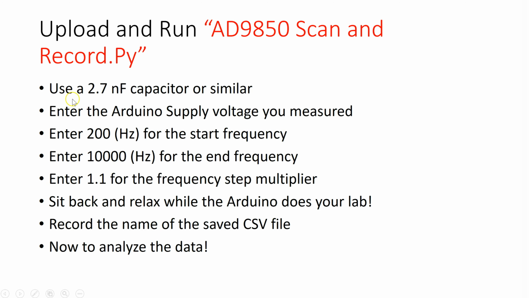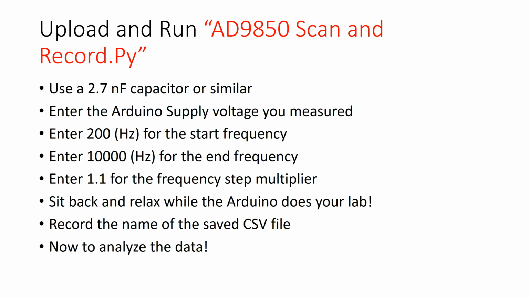Alright, so I started with a 2.7 nanofarad capacitor. When you run the scan and record, it's going to ask you for the Arduino supply voltage so it can calculate voltages. So I entered my 4.91 volts, the starting and finishing frequencies, and the step multiplier. And here's the wonderful thing about this: we are going to take a large number of data points, but we are going to let the computer do it for you.